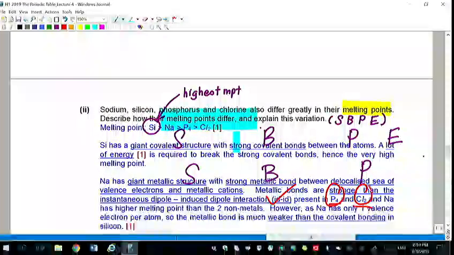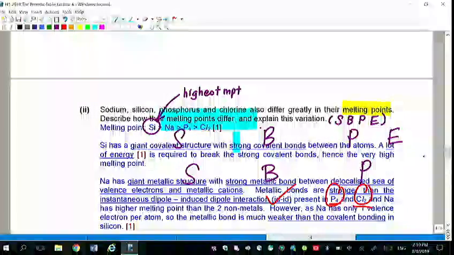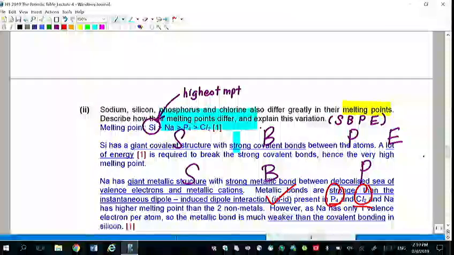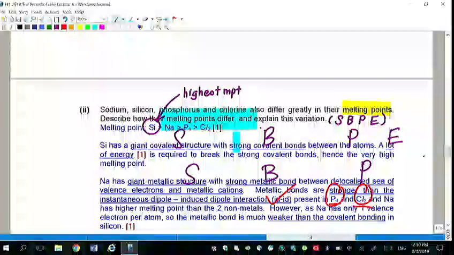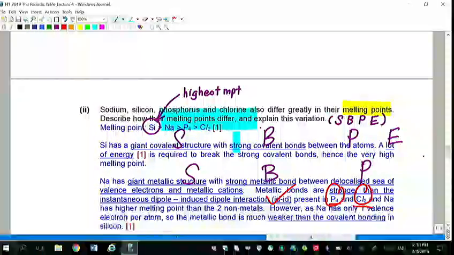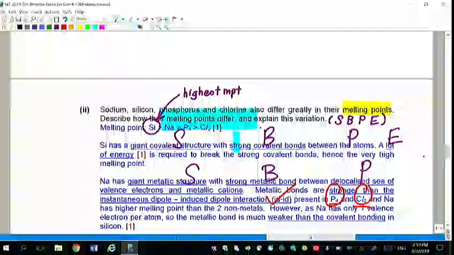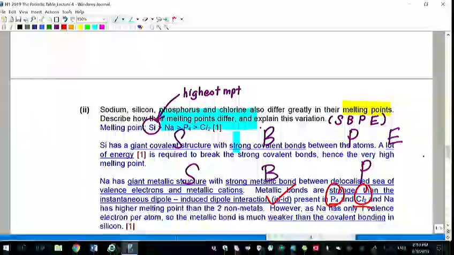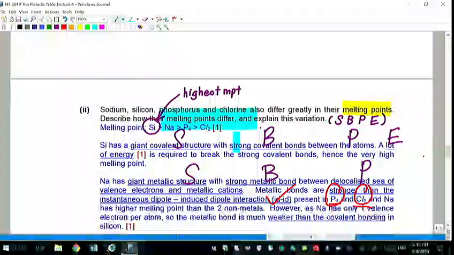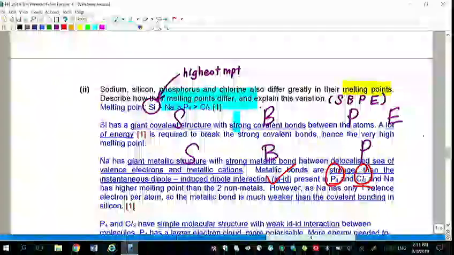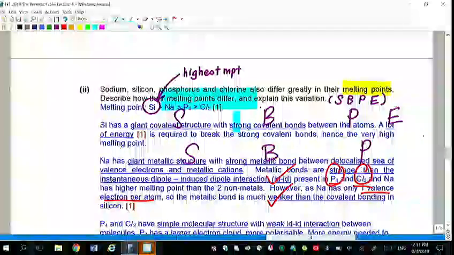Can you see that if you still do not know, phosphorus is a simple molecule. It will exist as P4, not P2. Chlorine, Cl2. Then you conclude to tell me that the sodium only has one valence electron per atom that is delocalized. That is why it is weaker than the covalent bond in silicon.